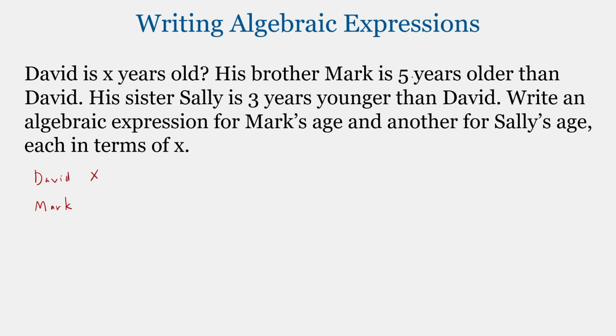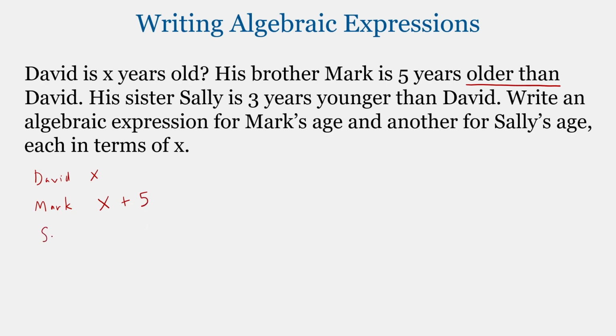So when we look at Mark, Mark is 5 years older than David. So older is bigger in age, a bigger number. So we're going to add 5 years to David's age. So we get X plus 5 for Mark.